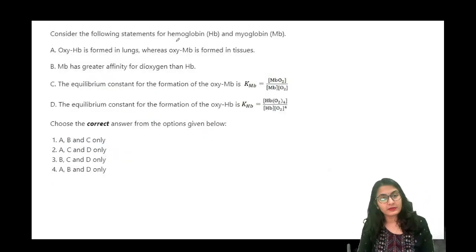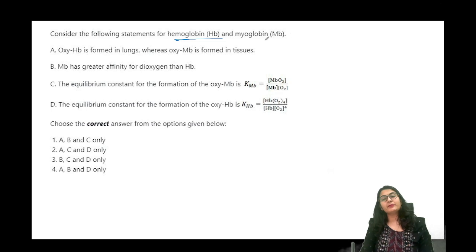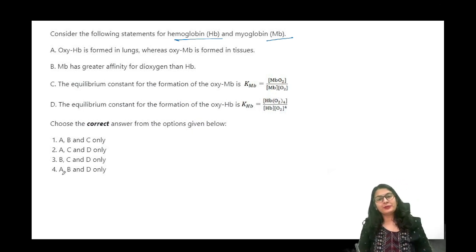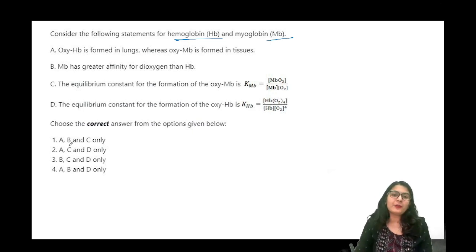Consider the following statements for hemoglobin and myoglobin which are present. There are 4 statements and you see that in the options only 3 are given as correct. Any 3, not the 4th one. So you will understand that there is a 4th one which is wrong. Obviously, it is mentioned here: which of the following statements is going to be correct for the options given below.